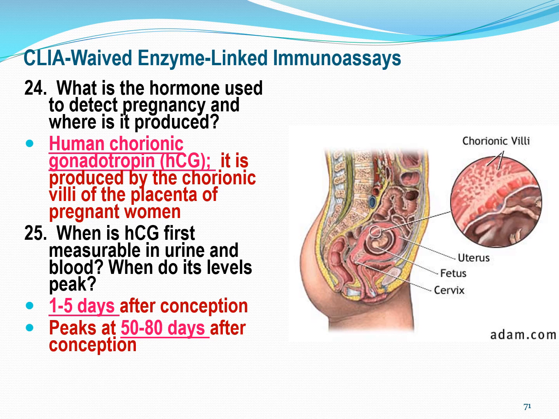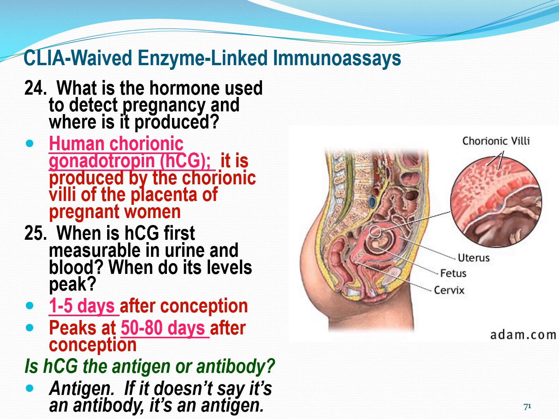It can be detected 1 to 5 days after conception. It peaks at about 50 to 80 days after conception. So very early on in a pregnancy, we can detect these HCG hormones to tell if you're pregnant. Is the HCG the antigen or the antibody? Antigen. If it doesn't say it's an antibody, it's an antigen.